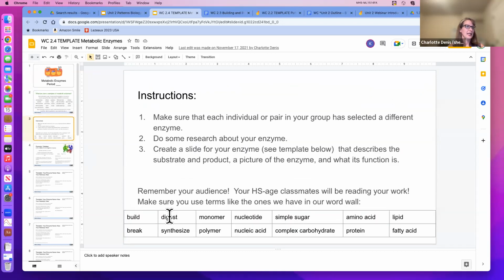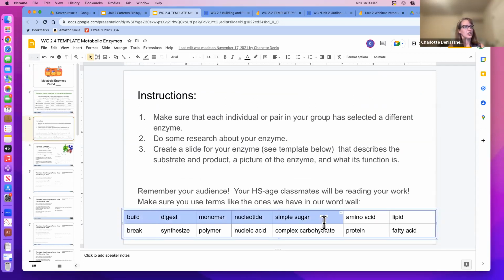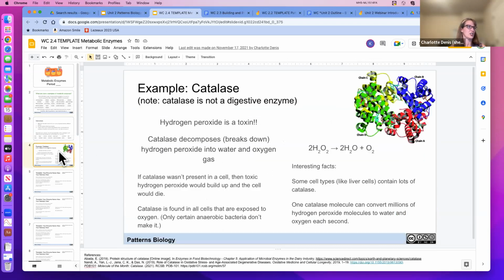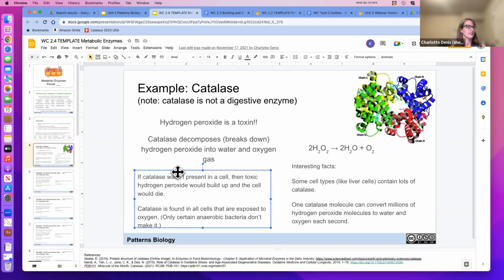And so here are some terms that they can use: building, breaking, digesting, synthesizing, simple sugar, amino acid, monomer, polymer, all these terms that we've already addressed in class that they can use to help them write their explanation. So you can see what's happening with catalase in my example, some interesting facts.